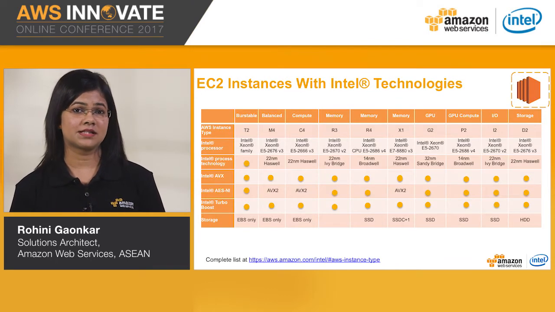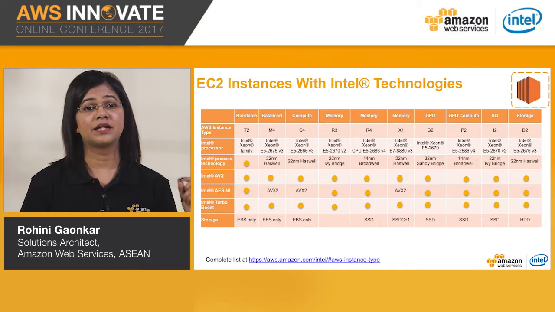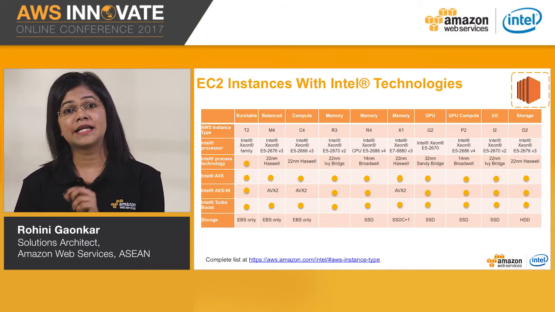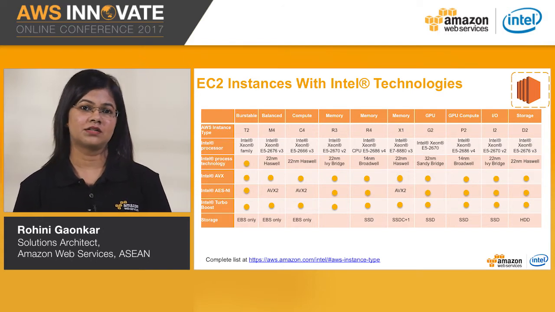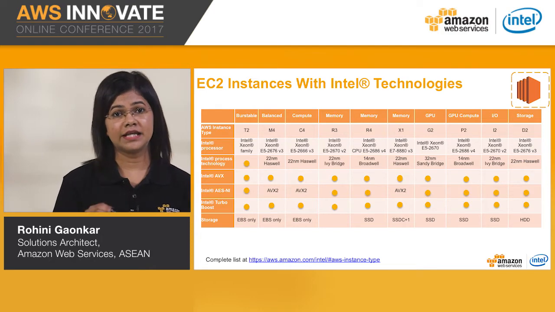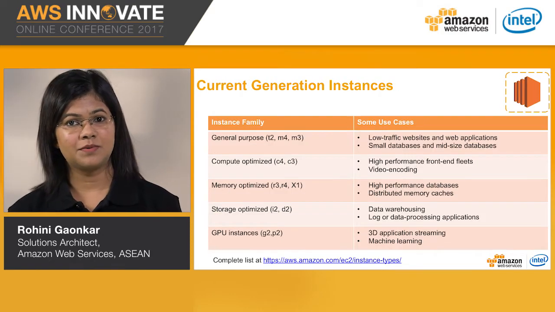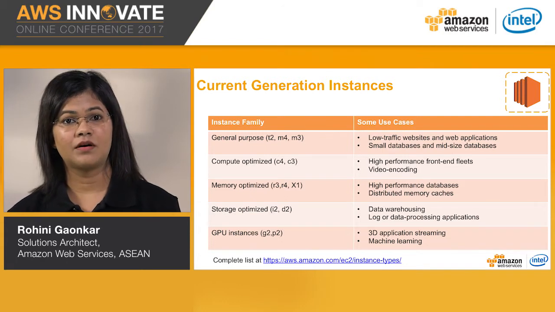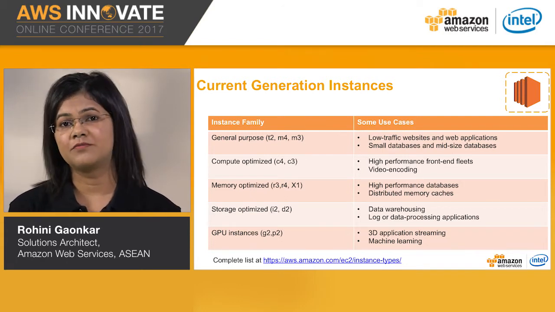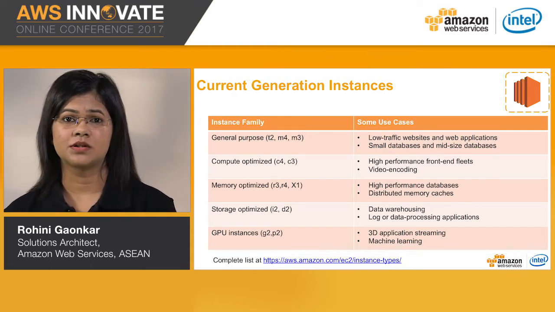The matrix on the slide highlights the individual Intel technologies that were discussed previously, and then the EC2 family that can leverage each of these technologies. For more information, please refer to the link on the slide. Each vCPU is a hyperthread of an Intel Xeon core for M4, C4, R3, R4, G2, I2, and D2.